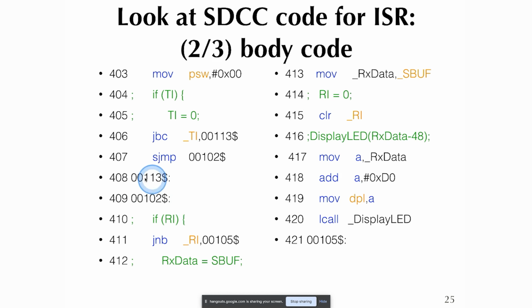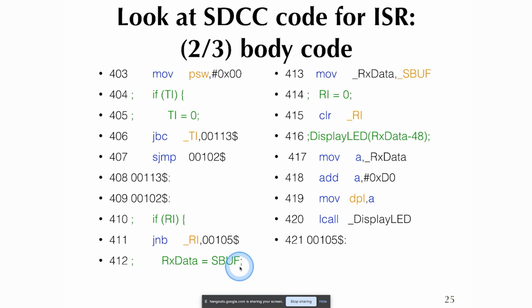I actually took out some stuff. Anyway, then there is if RI, then jump if not bit, right? Oh sorry, no, JBC means jump and clear bit, right? So if TI is set, then it clears TI and then does a jump. That was what that was supposed to be. And JNB is jump if not bit. So if RI is false, then skip out of this, right? So it jumps to the label, which is at the end.